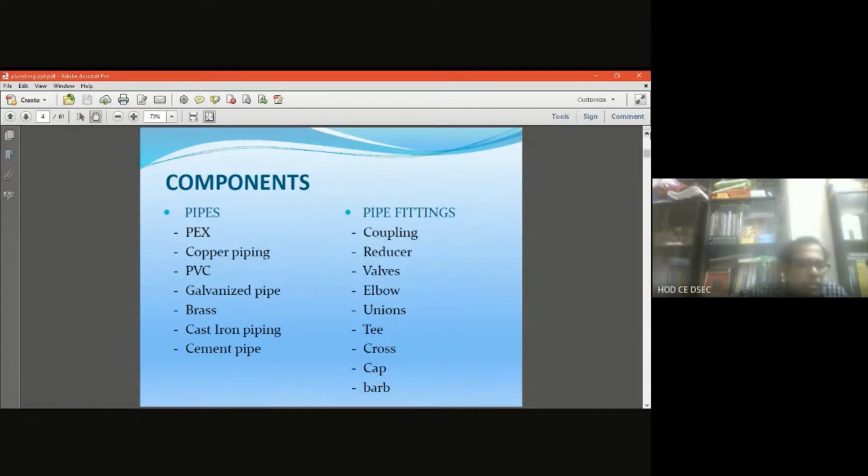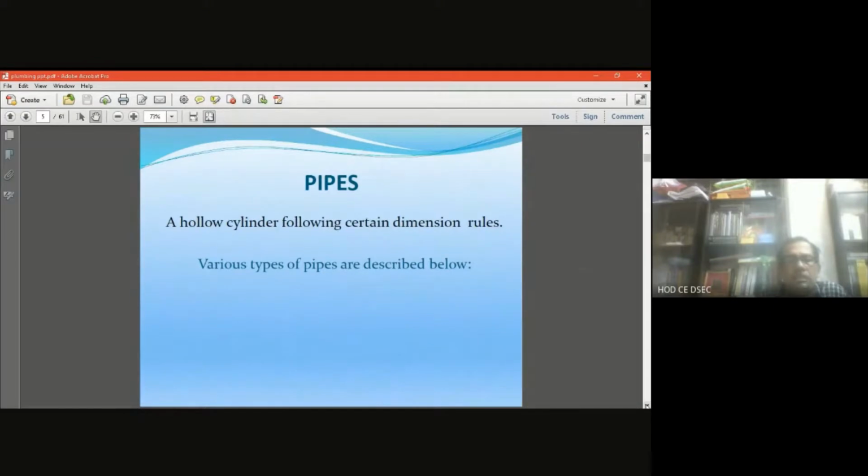The pipe fittings will be discussed in the next class. That is the coupling, the reducer, the valves, the elbow, the unions, the T, cross, and cap. These are all the fittings. Now, what is a pipe? It is the main plumbing material, a hollow cylinder following certain dimension rules.